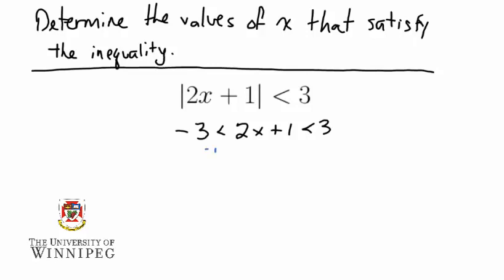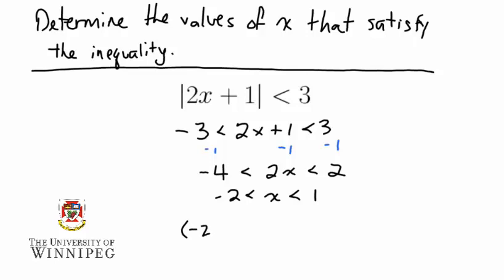From here, we could subtract 1 from all three portions of our inequality, which gives us negative 4 is less than 2x, which is less than 2. And we could divide all three portions by 2 to get negative 2 is less than x is less than 1. Our last step here is just to write this in interval notation. We could write this as negative 2 to 1. And as a set, this is the set of all x values satisfying x's between negative 2 and 1.